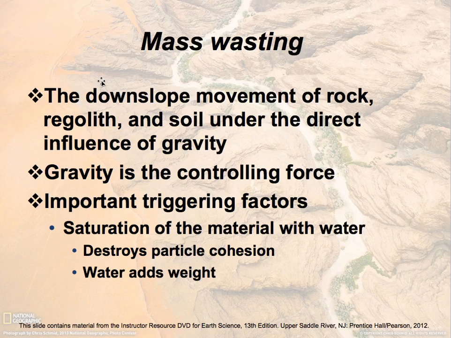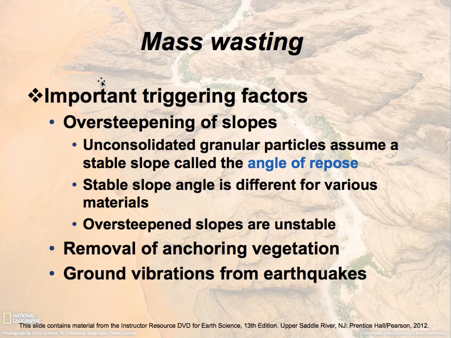Anyway, mass wasting is the movement of rock material, soil, regolith, downslope under the direct influence of gravity. That's the agent of transport. Gravity is the sole controlling force. Oftentimes, mass wasting can be triggered by different parameters. That is, if a loosely consolidated, non-lithified material is saturated with water, it can start to behave as a liquid. This is called liquefaction. It can move things rapidly downslope.